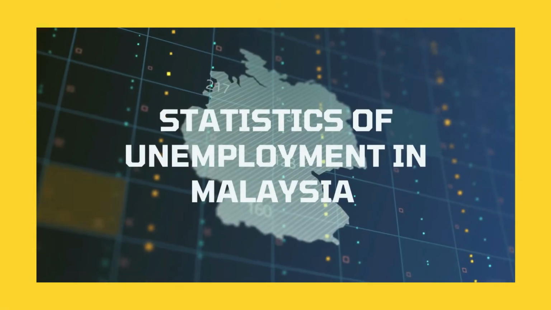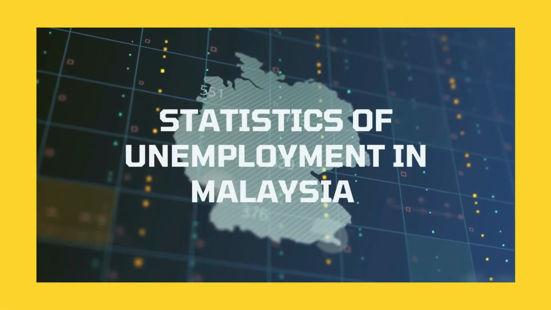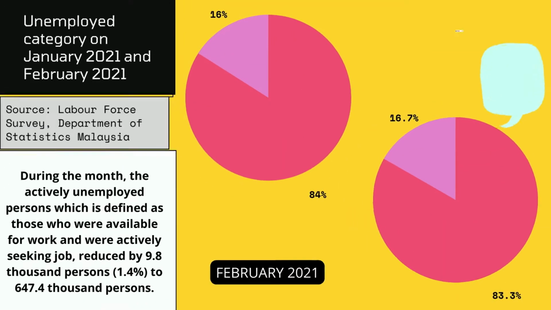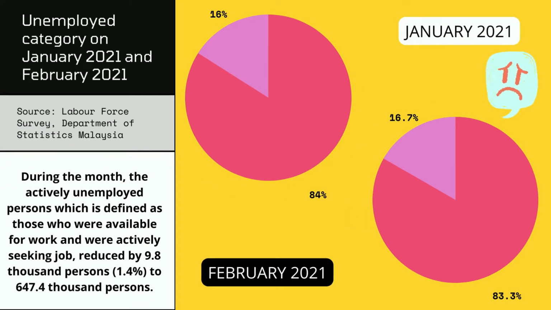So next, I will talk about statistics of unemployment in Malaysia. So as you can see here, there are 2 pie charts for the unemployed category in January 2021 and February 2021. During the month, the actively unemployed persons, which are defined as those who were available for work and actively seeking a job, reduced by 9.8 thousand, which is 1.4%, to 647.4 thousand.